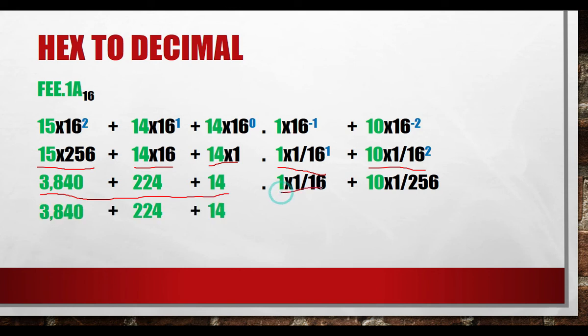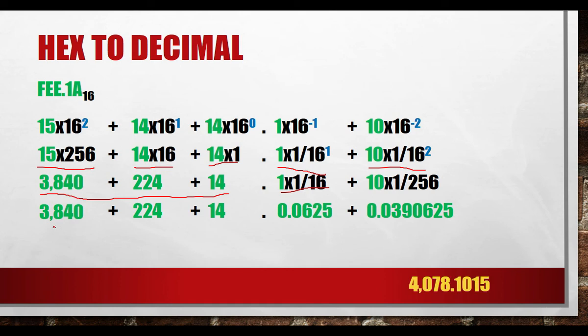And then let's start solving this part. So this becomes 0.0625. And then plus 10 times 1, that is 10 divided by 256. This gives us 0.0390625. Okay, so let's add them all, and this results in 4078.1015. So this means that the decimal form of FEE.1A is equal to 4078.1015 in decimal.